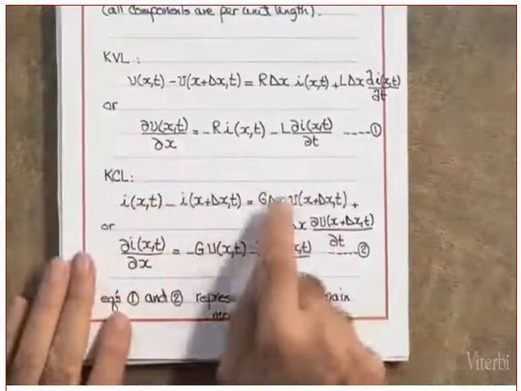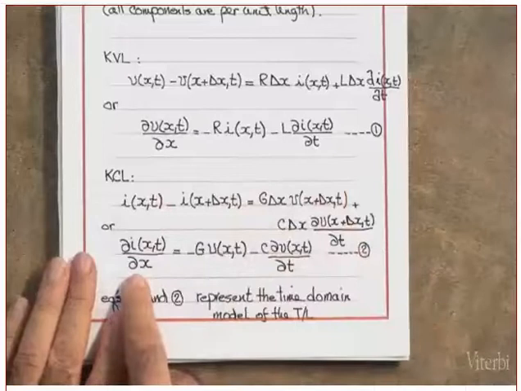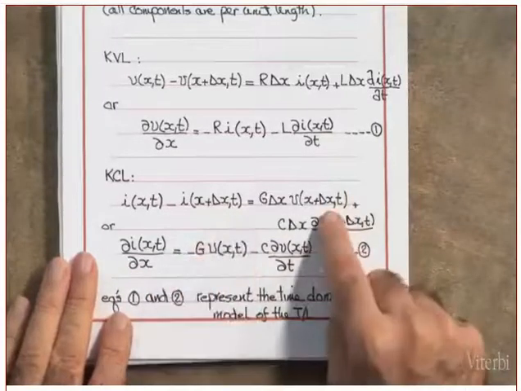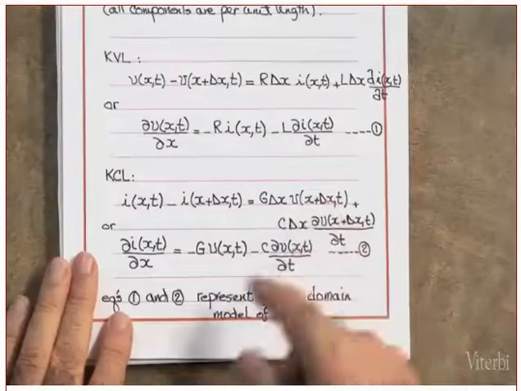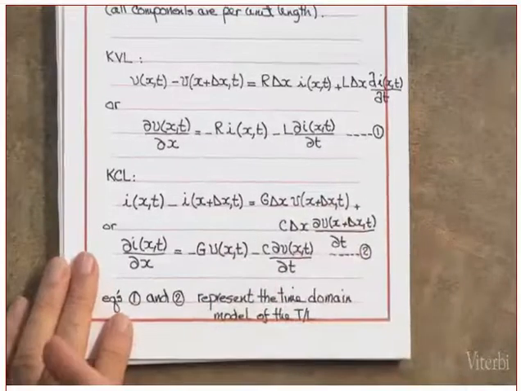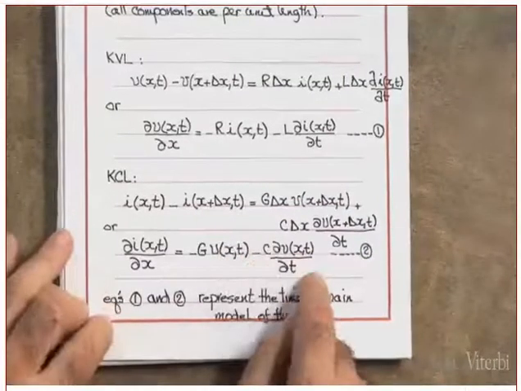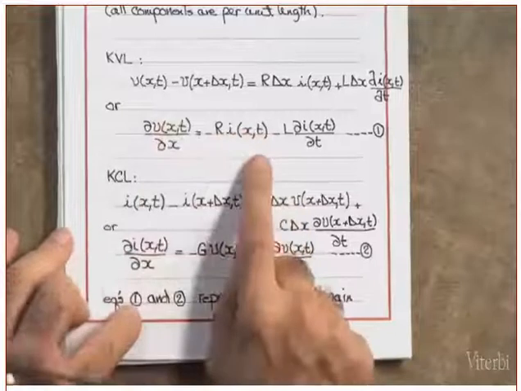And again, divide by delta x, bring this one to this side, and what is it? Partial I, partial x, equal to what? Minus G. What happened to this? Why is it V of x and t? It's because delta x approaches what? Approaches 0. So minus G V of x and t minus C partial V partial t. Clear? Did you understand these two equations?